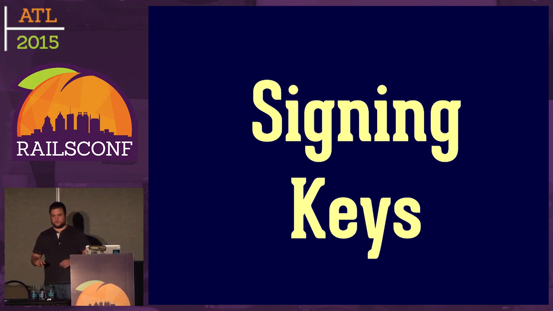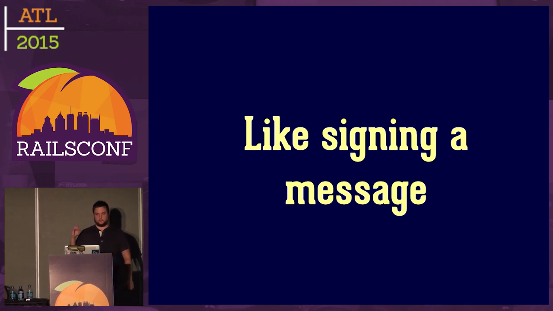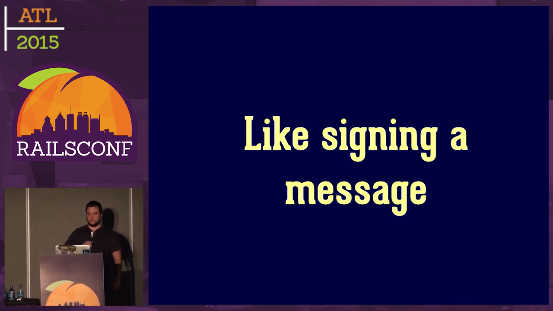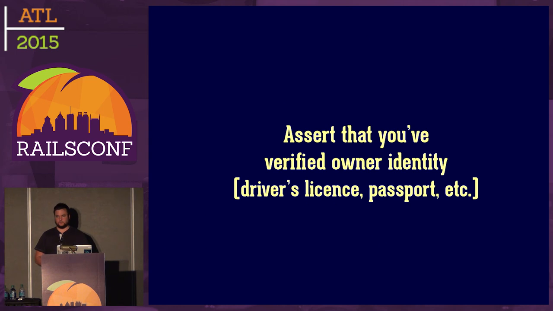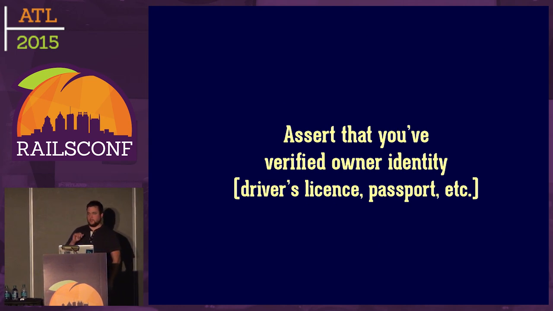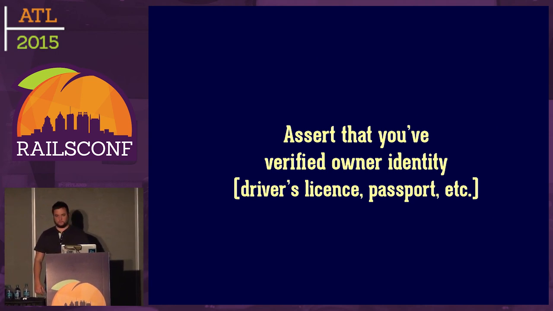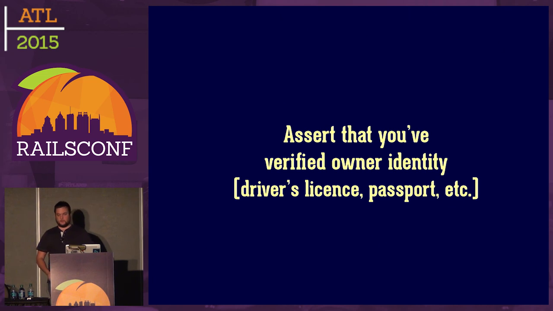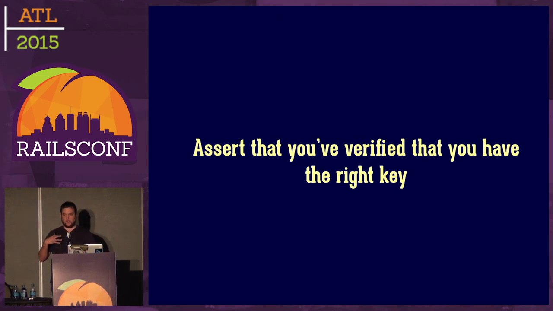So Mason is there. We're gonna need help again. So signing a key is like signing a message. It uses the same mechanics internally, but you're writing onto a signature file. It has a different semantic meaning. What you're doing is asserting that you've verified owner identity. So you've looked at somebody's driver's license or passport, and the name on that document matches up to the name on the user IDs on the key. You're asserting that you've verified that you have the right key. So I gave you my key. I will later give you my key's fingerprint. And with those two things, you can be sure that you have the thing that I wanted you to have.